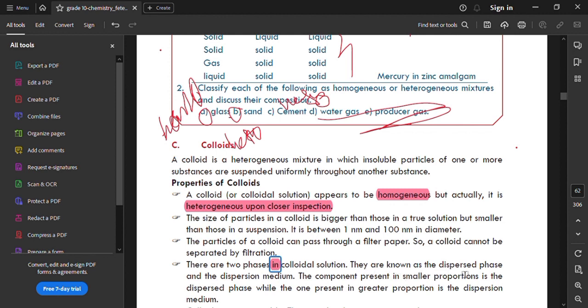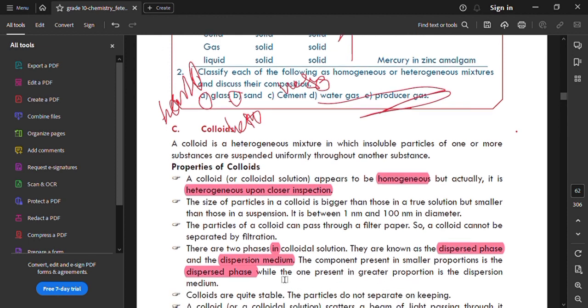They are known as the dispersed phase and the dispersion medium. The component present in smaller proportion is known as the dispersed phase. That means the one present in greater proportion is the dispersion medium.